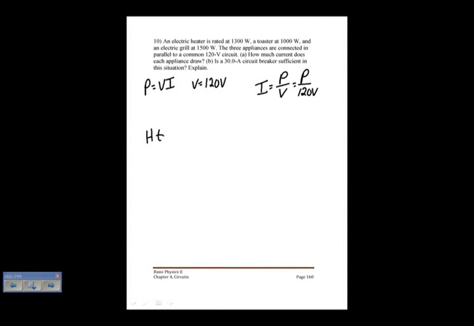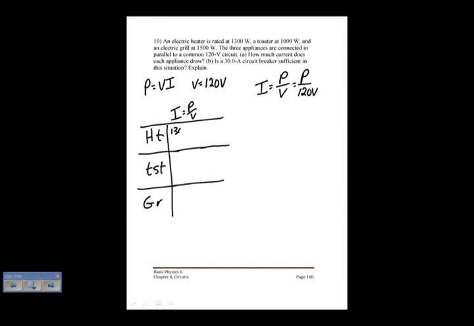So let's see, I have my heater, my toaster, and my grill. And I want to find the current, which is P over V. So for my heater, that's 1300 watts over 120 volts. That's equal to 10.8 amps. For my toaster, it's 1000 watts over 120 volts. That's equal to 8.3 amps. And my grill, it's 1500 over 120, and that's equal to 13 amps.